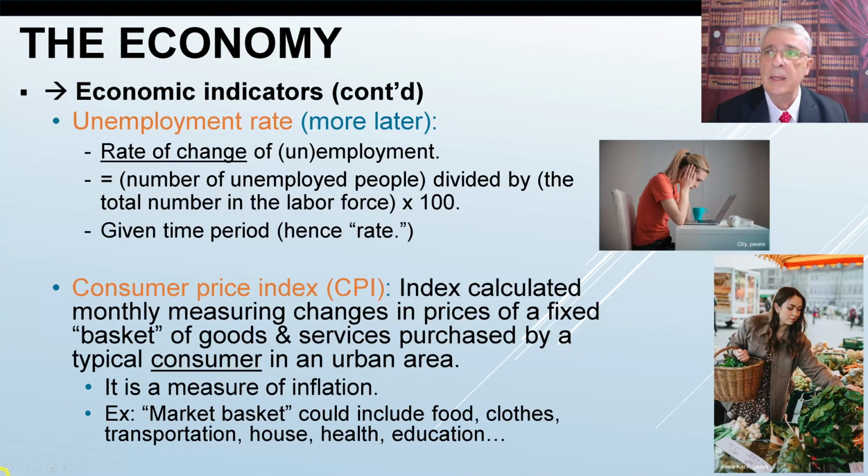So economic indicators. Well, we've already talked about a few, but unemployment rate, and we'll talk about this a lot more later. Rate of change of unemployment, that's all it is, the rate of change. It's how much per time that it's changing. So it's not a fixed number. It's not like 25 people lost their jobs. It's like 25 people per day are losing their jobs. So it's the number of unemployed people divided by the total number of people in the labor force times 100, and it's given a time period. So it's per month, per quarter, whatever.